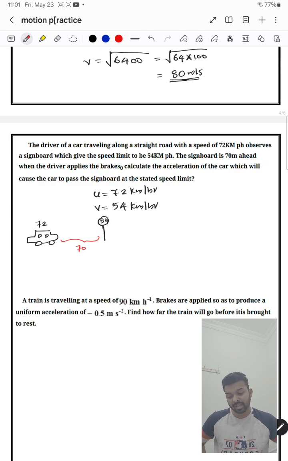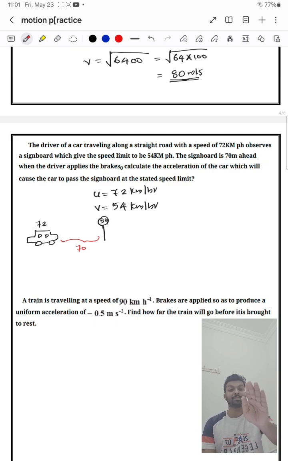Most probably we will be in need of finding the time taken. Let's see, I have not completed reading it. When the driver applies the brake, calculate the acceleration of the car. Okay, we have to find the acceleration. So we have S here, V here, U here. With S, V and U, there is no chance of using the first or second equation.